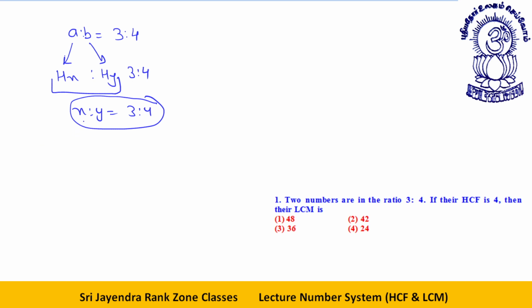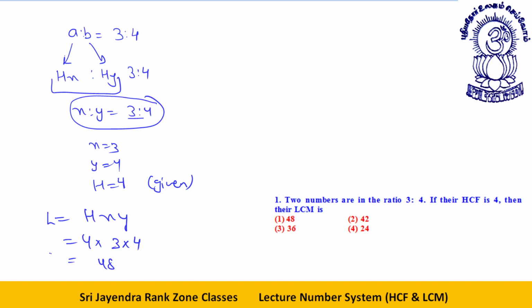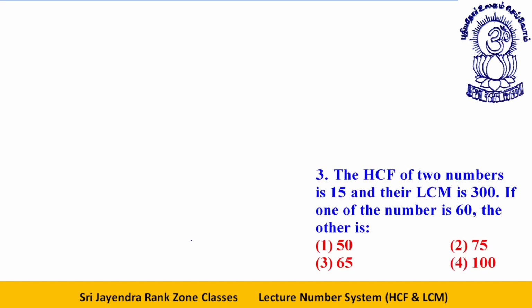See, x is to y is a ratio. This is in minimum term. So x is 3, y is 4, H is given to us as 4. LCM is what? Hxy, that is 4 into 3 into 4. So the LCM of the numbers is 48. Clear to you? Next question.